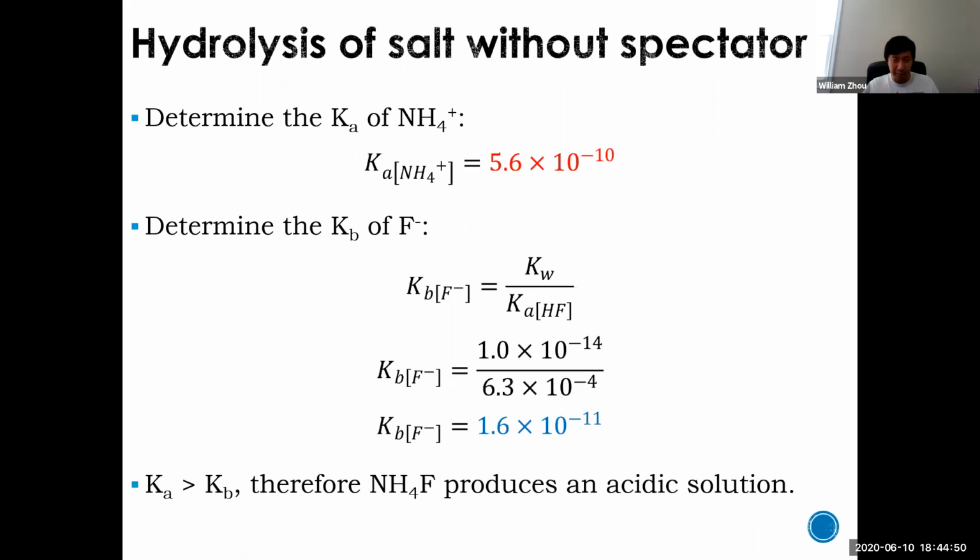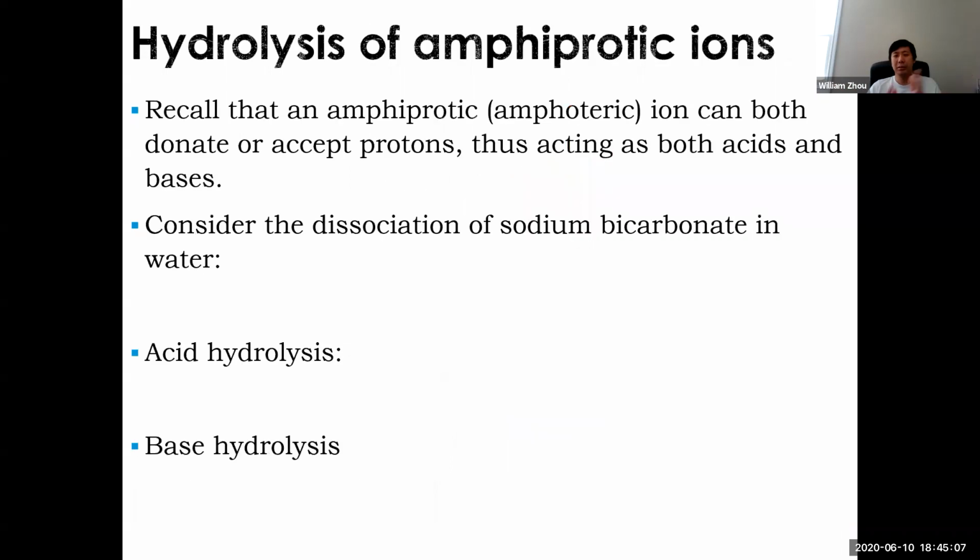Does that make sense? If both of your salts will interact with water, it's a matter of who does it better. If the acid does it more effectively with a higher Ka, you're acidic. If the base does it more effectively with a higher Kb, you're basic. Here's another situation where you can have an ambiguity. If you're amphoteric, it means you can be acid or base. So consider this: sodium bicarbonate, NaHCO3.